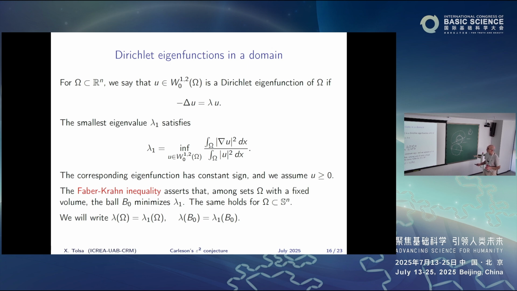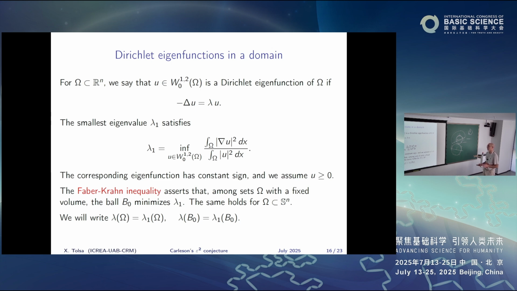So remember that the smallest eigenvalue of the Laplacian, directly the eigenvalue, is defined in this way. We consider this PDE, and we consider a function that is in the Sobolev space vanishing at the boundary of the domain, and then we take the smallest eigenvalue. Then it's well defined, it exists, and moreover, it can be found by this identity. This quantity is called the Rayleigh quotient. It is an easy computation that lambda 1 equals this term here.